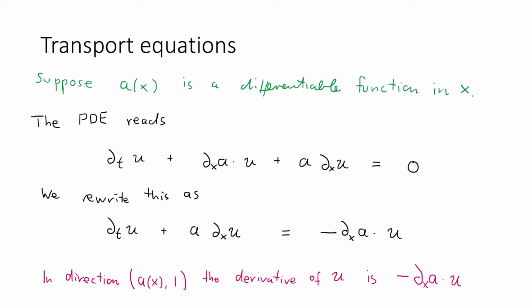And in order to apply the method of characteristics, first we rewrite this. The time derivative of u plus a times the x derivative of u equals negative the x derivative of a times u. So in particular, what we see from there is that in direction (a(x), 1), the derivative of u equals the negative x derivative of a times u.